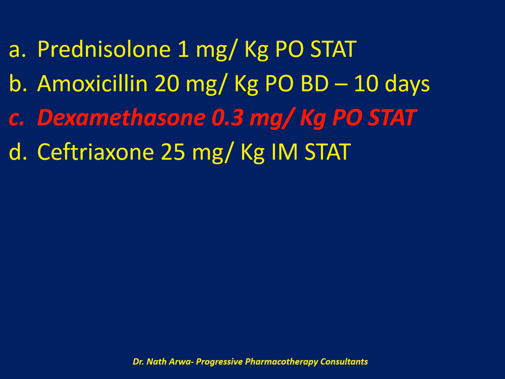C would be correct. Now historically, clinicians have used 0.6 milligram per kilogram orally, or even IM, or even IV, but smaller doses have been shown to be equally effective, so you don't have to go that high. Now, other steroids recommended in the management of croup include budesonide at a dose of 2 milligrams, but via nebulization as a start dose.